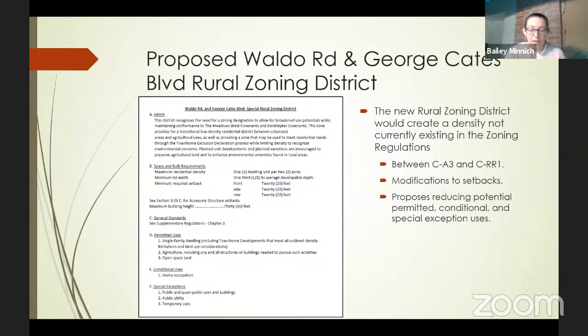They are establishing supplemental standards, which is our chapter 3 of our zoning code. So that's things like signage and parking, landscaping, all those other kinds of standards that we have specific in our regulations.